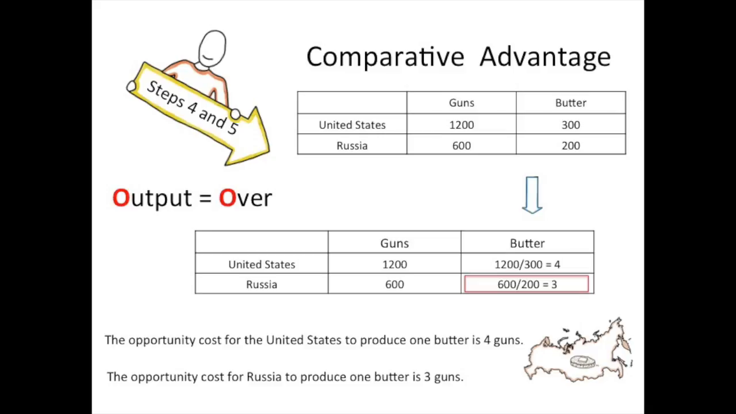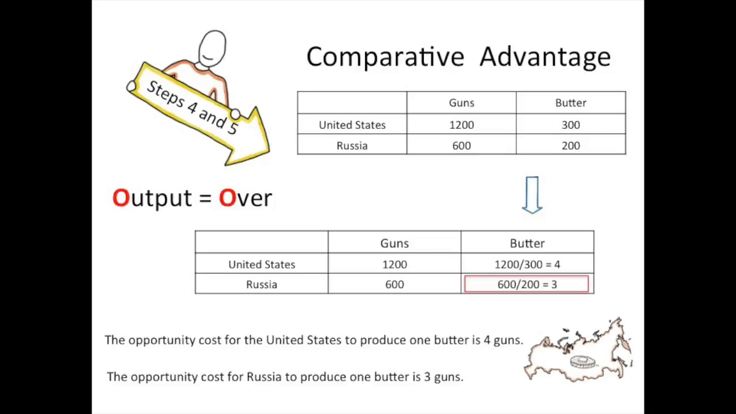To calculate Russia's opportunity cost of producing butter, you must take Russia's production of guns and put it over the production of butter. This gives Russia 600 over 200. This means that for Russia to produce 200 units of butter, they must give up 600 units of guns. In order to find the opportunity cost of 1 unit of butter, you must divide by 200. This would give you an opportunity cost of 3 guns.